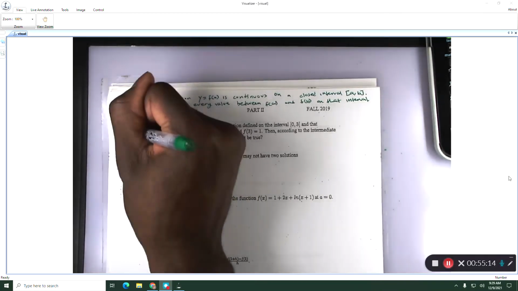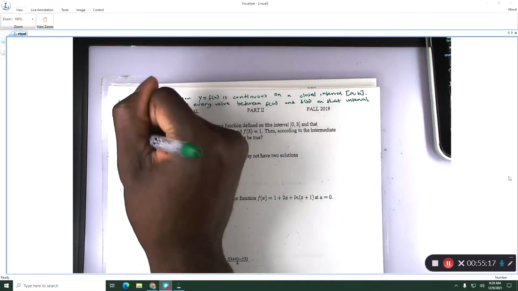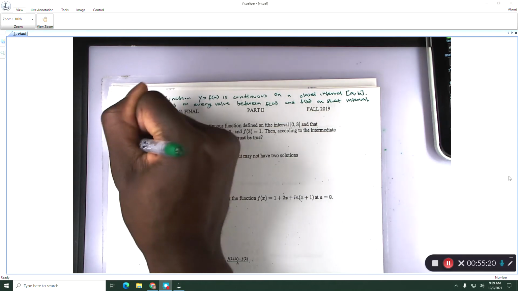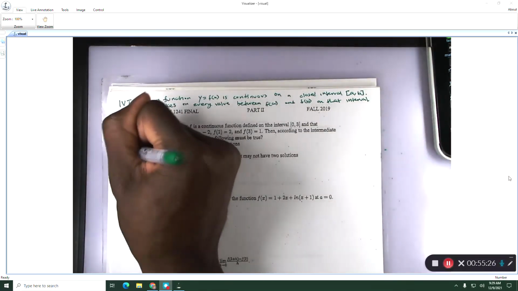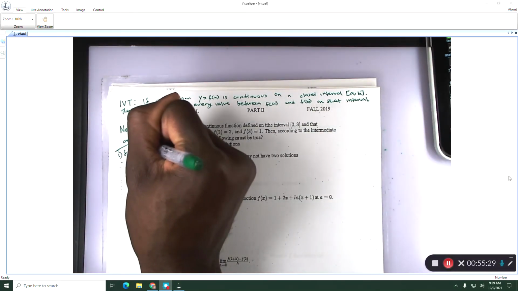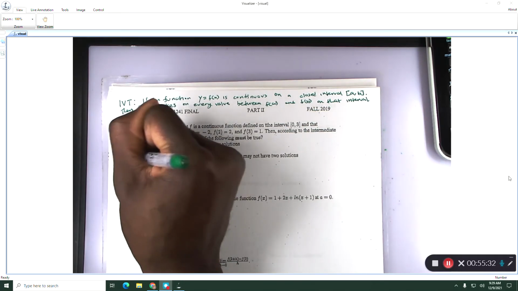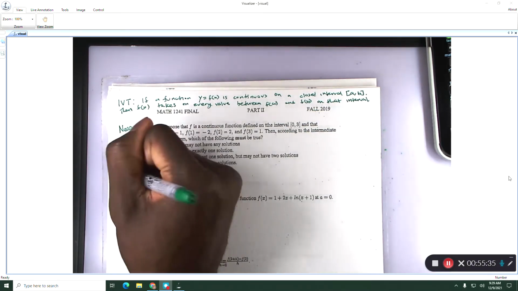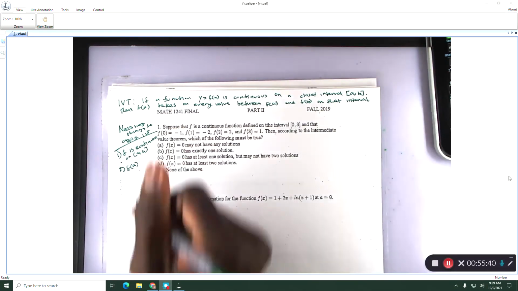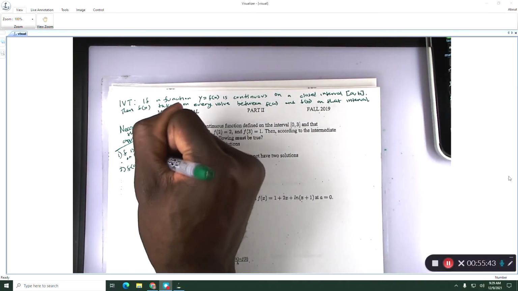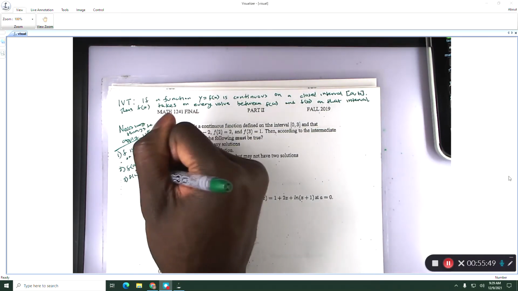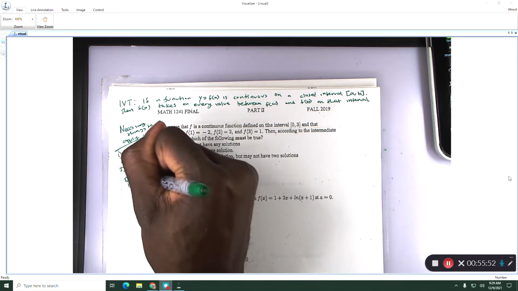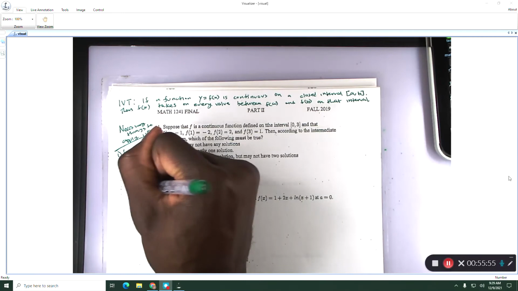Now, some necessary things to apply the intermediate value theorem. So I'll just give you three things, right? We know f is continuous on a comma b, this closed interval. f of a should not equal f of b. And number three, f of c is between f of a and f of b, for some c.